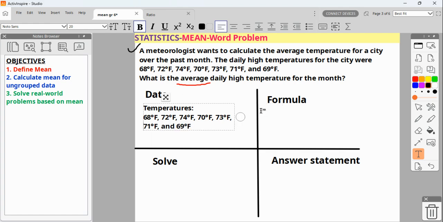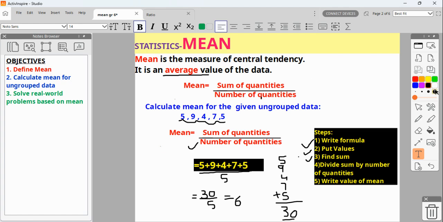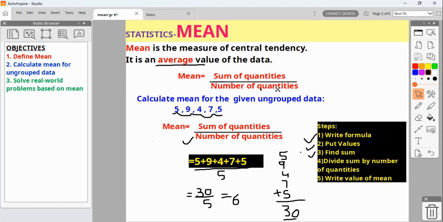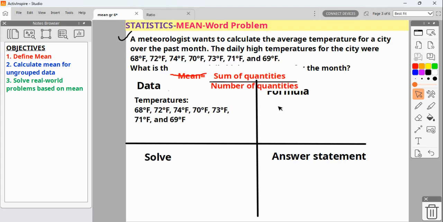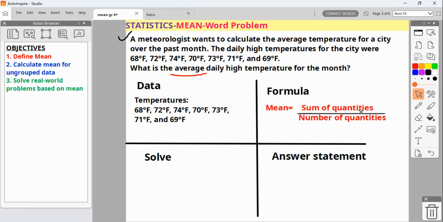And next, we have to write the formula for mean. And what is the formula for mean? We have already discussed. Mean is equal to sum of quantities divided by number of quantities. The same formula we will be writing here. Mean is equal to sum of quantities divided by number of quantities. So the first step we have done with the data. The second step, we have written the formula here.